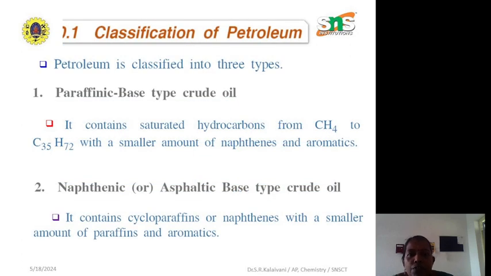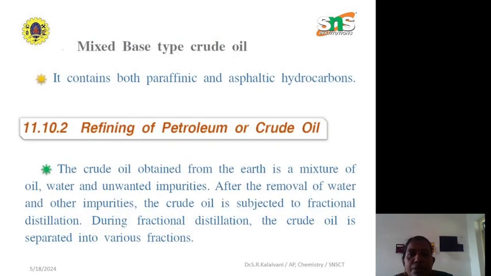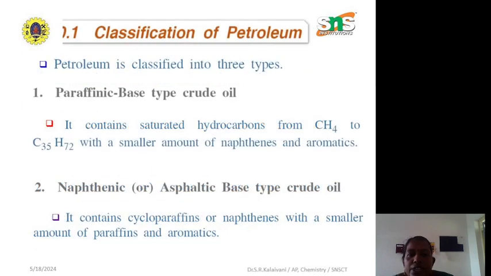Then classification of petroleum. Petroleum is classified into three types. First one is paraffinic base type crude oil. Second one is naphthenic base type crude oil. Last one is mixed base type crude oil. First one, paraffinic base type crude oil, contains saturated hydrocarbons from methane CH4 to C35H72 with a smaller amount of naphthenes and aromatics.